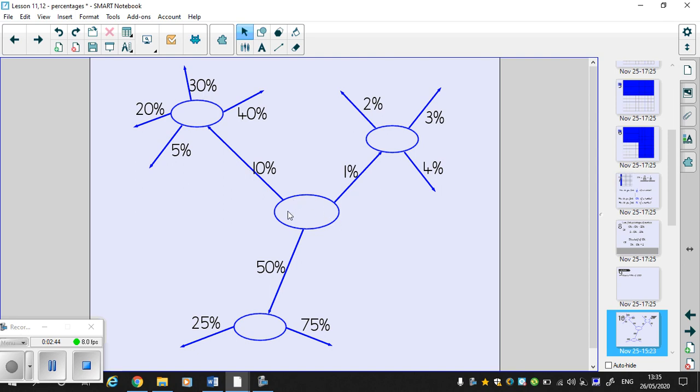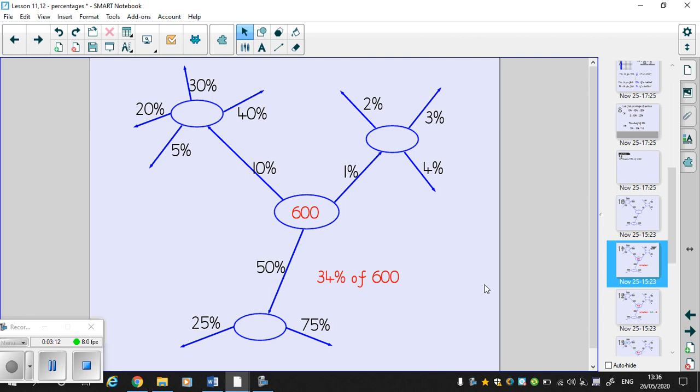And don't forget our known facts. If we have 700 in the middle, we can work out 50% by halving it, giving us 350. And once we've got our 50%, our 25% could be half of that again. And once we've got our 50% and our 25%, we can add them together to give us 75%. Let me show you an example. Just move this down a bit.